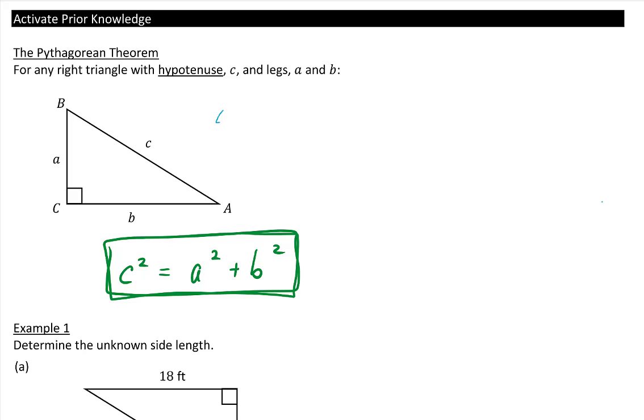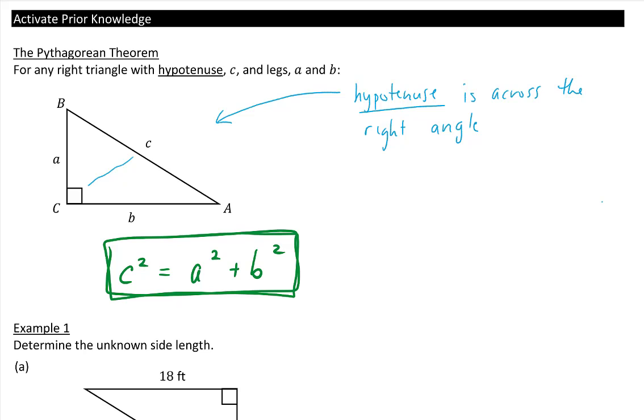Recall that the hypotenuse is always across the right angle. And what I mean is, if we go to side C and we go across from it, you should see the right angle.